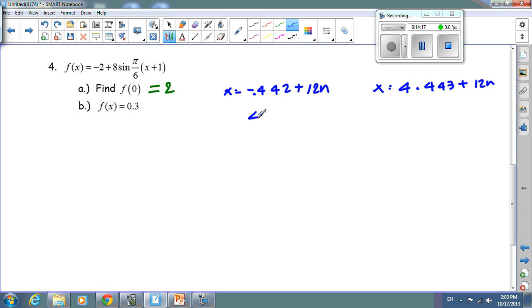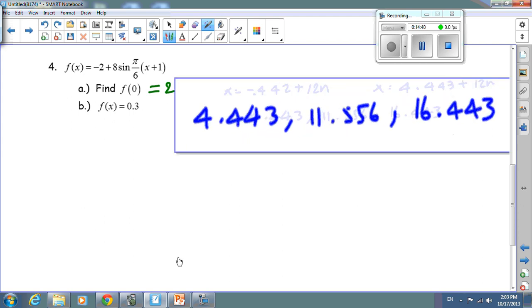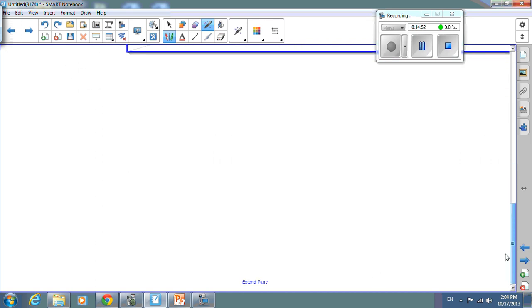and your solutions will be 4.443, 11.556, and 16.443. And I will be expecting your answers. So your solutions should be these. If you end up with these solutions, then you got it right. If not, then come to class and we will try to figure it out. Note that you still got to do all of your work on your problems. Don't forget.